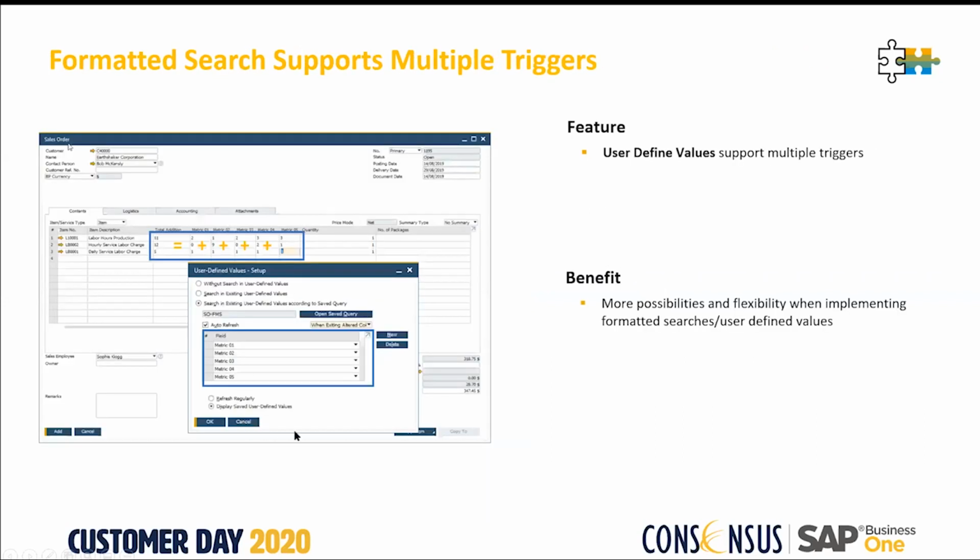This is a really big one. Formatted search supports multiple triggers. You know how you could always trigger the formatted search, or we actually call it user-defined values, based on a field. Now you can choose up to 5 different triggers. So if you have some kind of calculation that's based on more than one column, now you can be sure that the calculation is always going to be accurate, because it's going to trigger multiple times based on your changes.